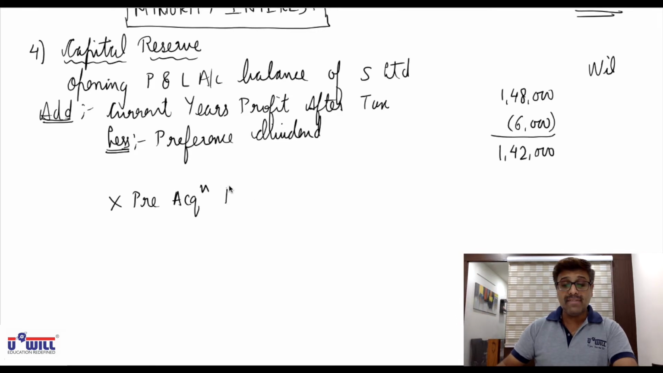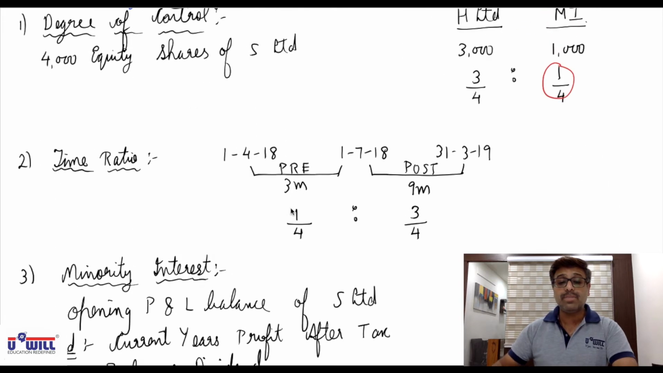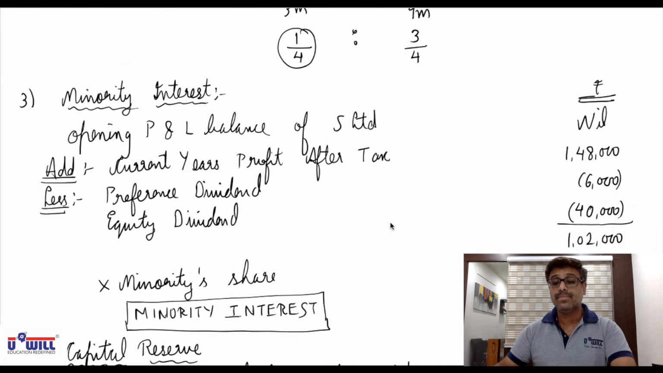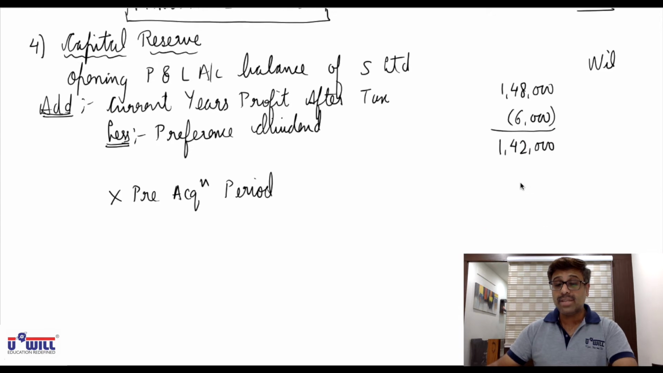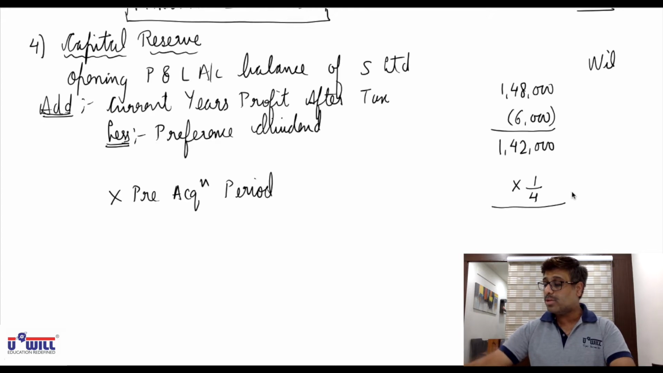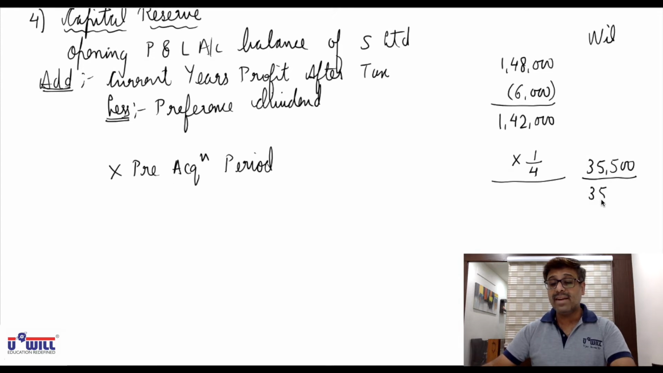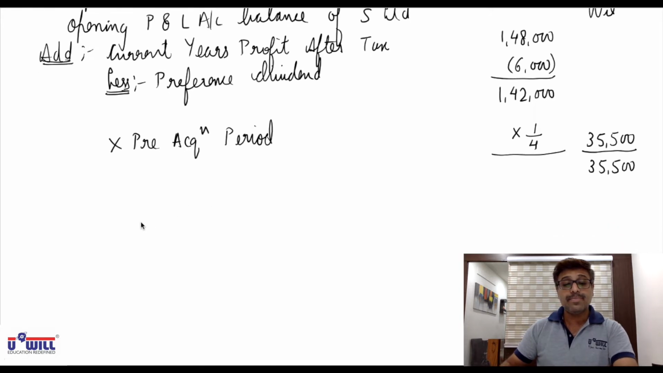Okay, that you multiply with pre-acquisition period. Now how much is pre-acquisition period in the time ratio? 1/4. So pre-acquisition period 1/4 means what are pre-acquisition profits we get? 1,42,000 into 1/4, 35,500 are capital profits out of that. Opening balance is nil. So entire 35,500, nil plus 35,500, 35,500 are only pre-acquisition profits.